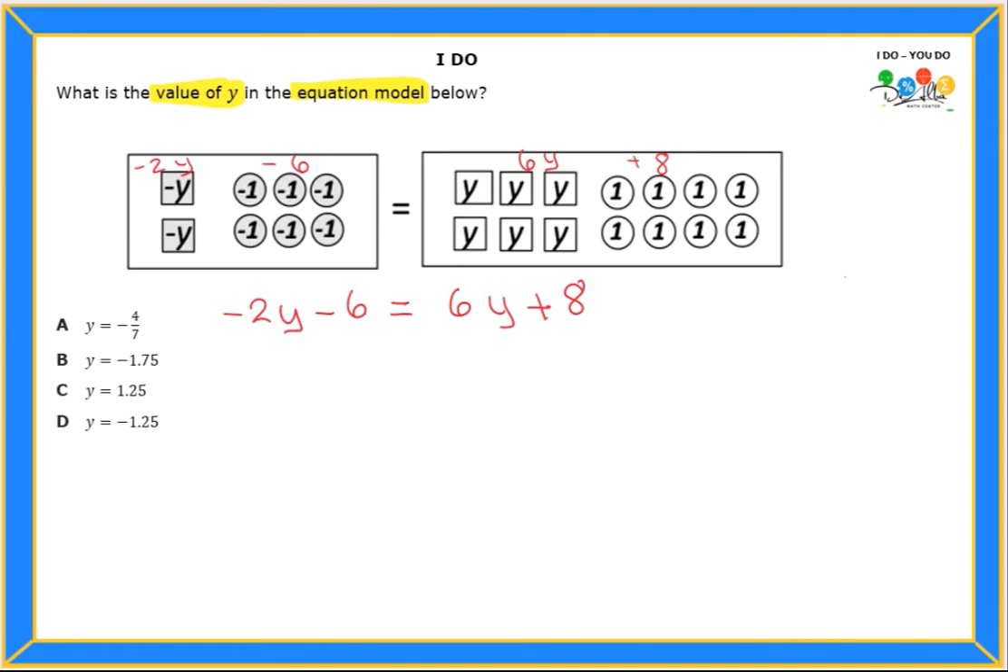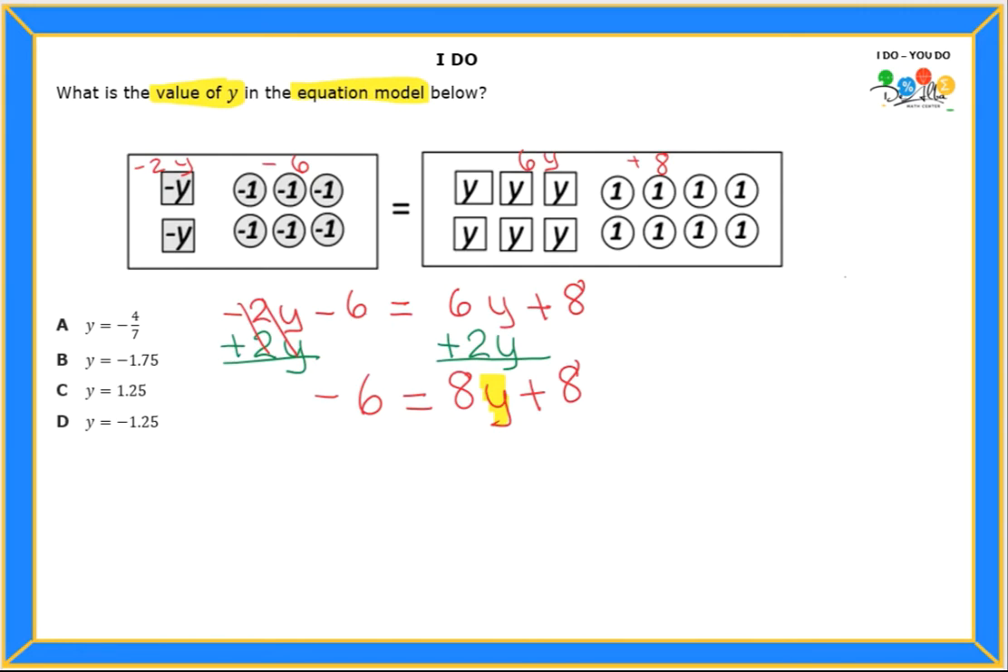So what I'm going to do is I'm going to add 2y on both sides. Because remember, whatever you do on one side, you do it to the other side. So what's going to happen to my 2y's over here? They cancel because one is positive, the other one is negative. And what is left is negative 6 equals, and 6y plus 2y is actually 8y plus 8. So notice how now the y is getting better there, right? It's on one side. I don't have y's on both sides.